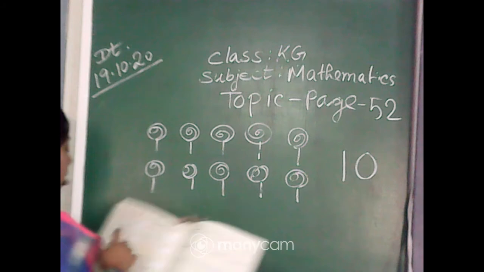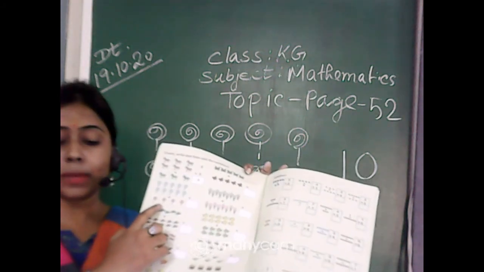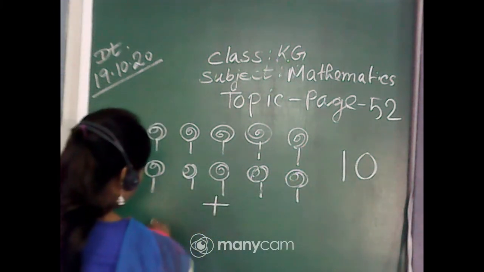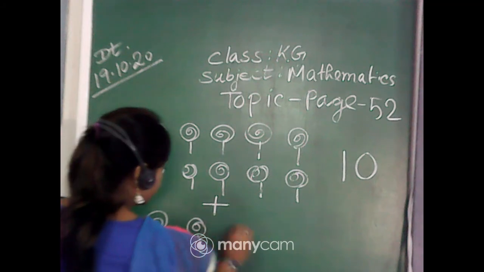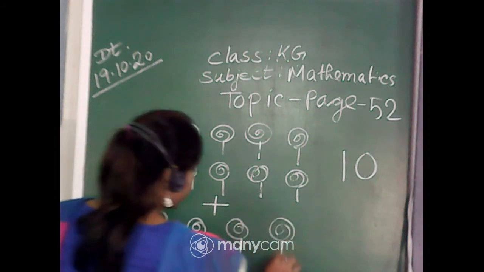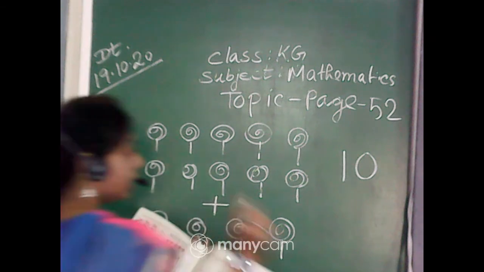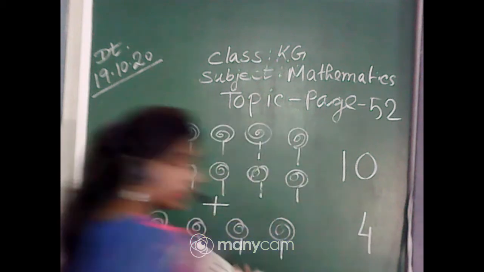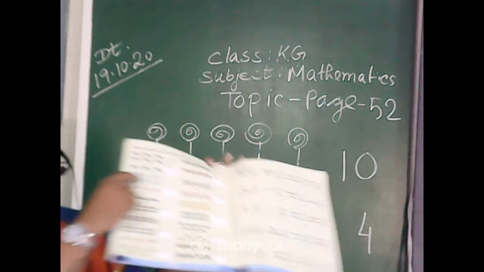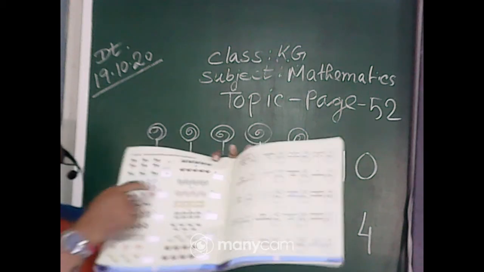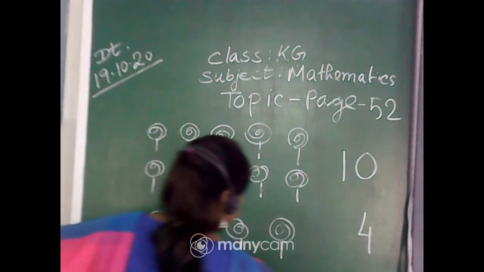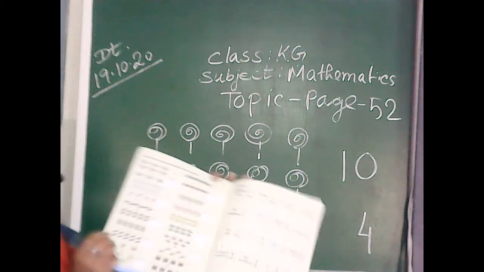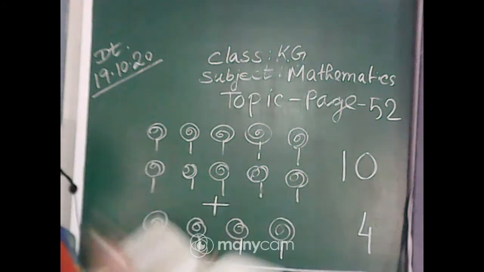Then after the pink chocolates, how many? 1, 2, 3, 4. So below the 10 you will write 4, because here it is vertical addition. And then the total number of chocolates you will write in the box. How many total chocolates?